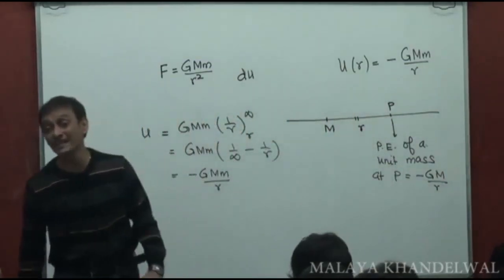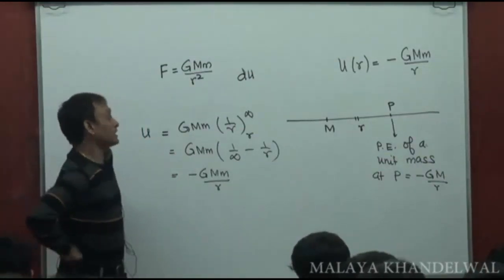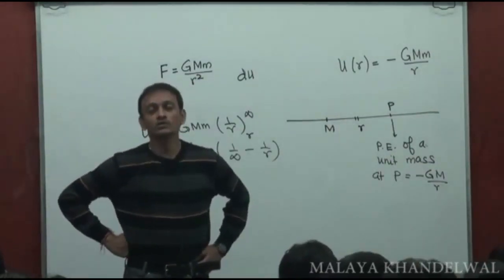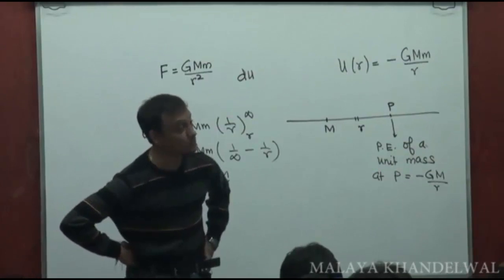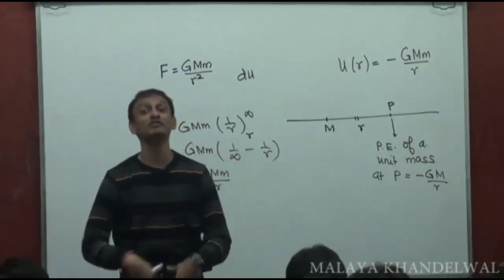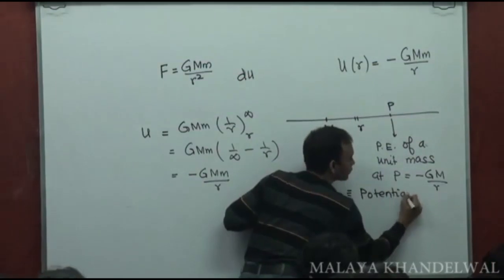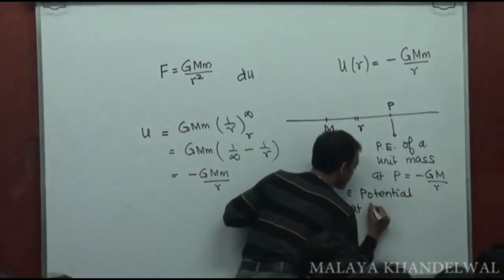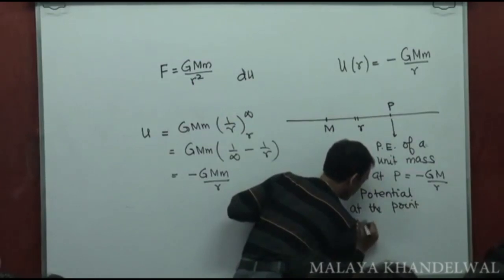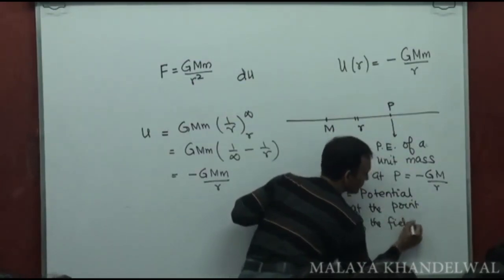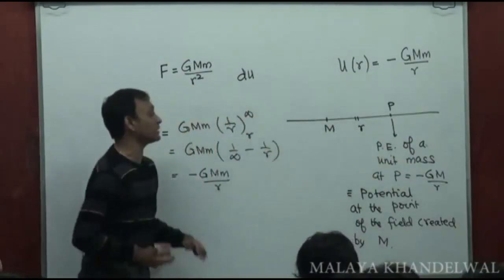This is the potential energy of a unit mass at P at a distance small r away from a gravitating mass capital M. Clear? And the potential energy of a unit mass at P is called the potential at the point P, the potential of the gravitational force field at P, of the field created by capital M.